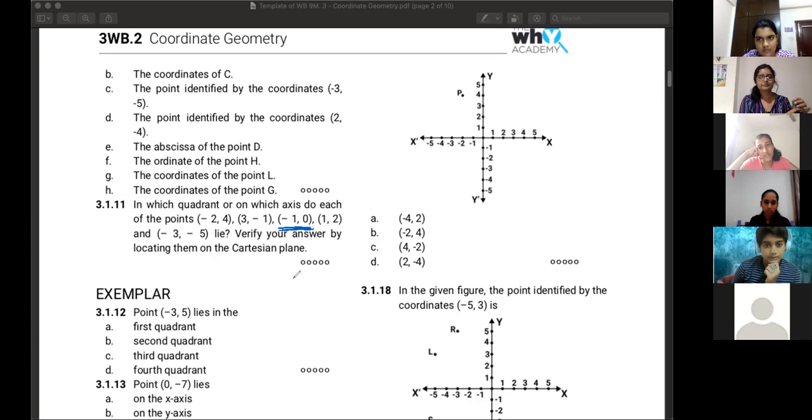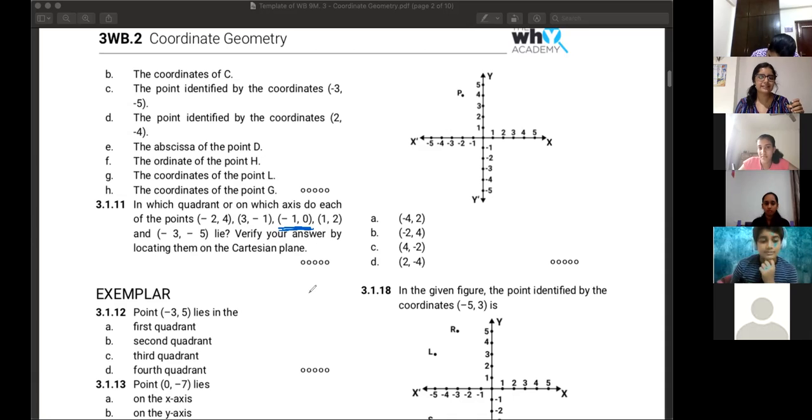Ma'am, I'm a bit confused. Like, there are two possibilities. Which are there? Okay, ma'am, it will be on x-axis because -1 is in the first, so it will be on x-axis. Correct. I was confused about the y-axis because the negative y-axis is also there, no? So I got confused.